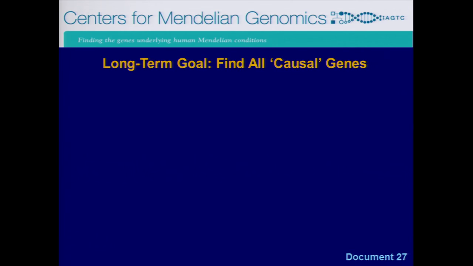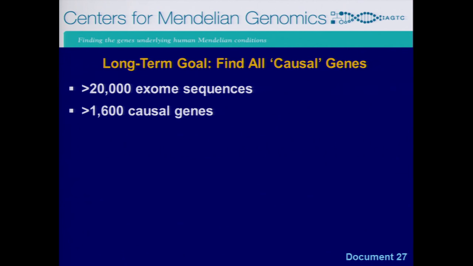Another part of our genome sequencing program, the Centers for Mendelian Genomics, aims to find as many causal genes for Mendelian conditions as possible and to enable the broader scientific research community to ultimately discover all causal genes. Now, since December of 2011, the centers have generated and analyzed over 20,000 exome sequences, leading to the discovery of over 1,600 genes that are highly likely to be causal for Mendelian conditions that the centers have studied.